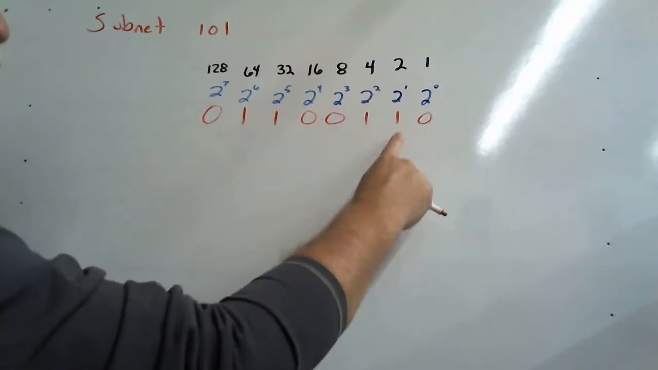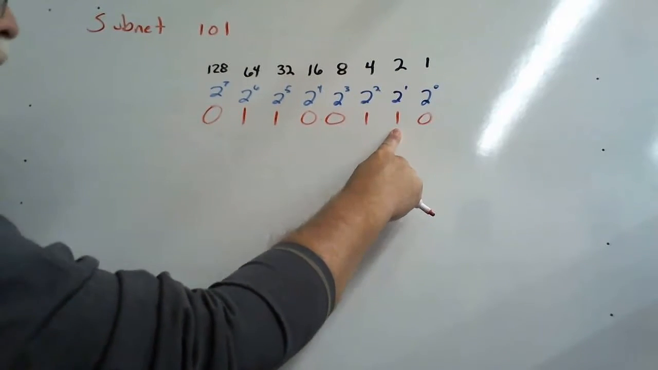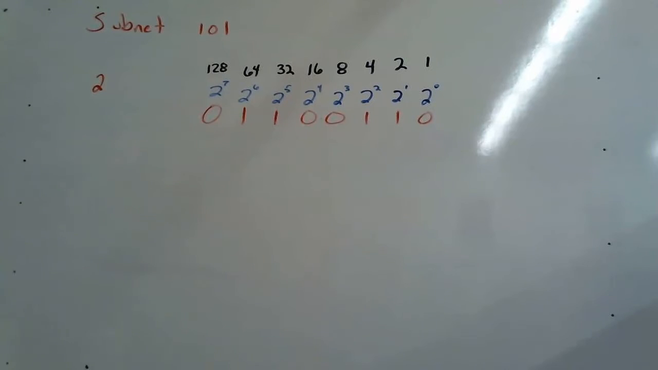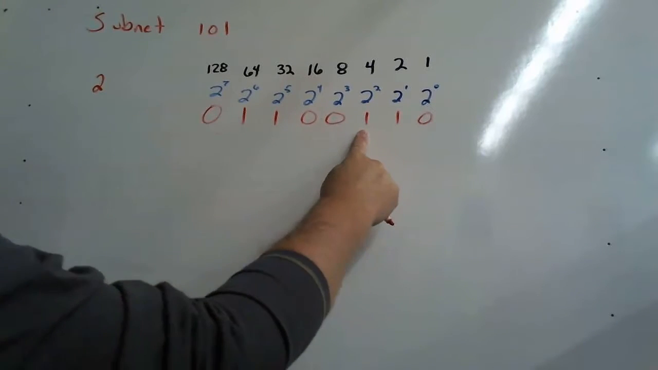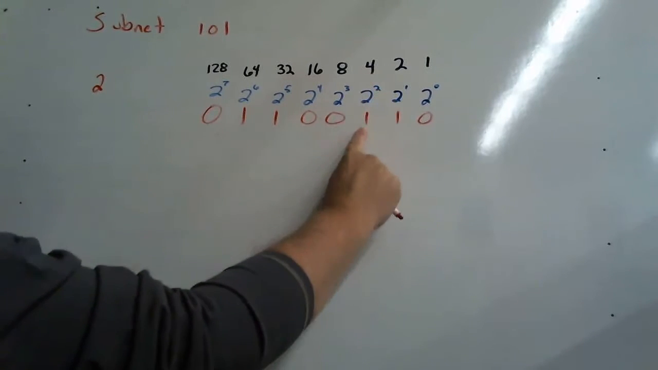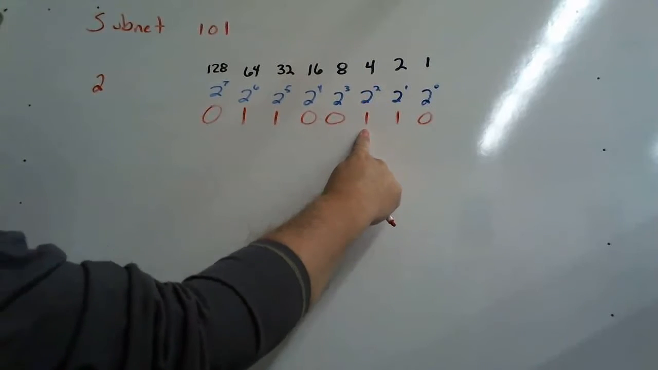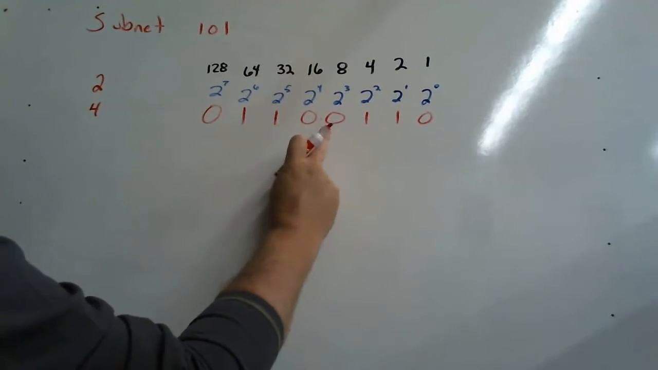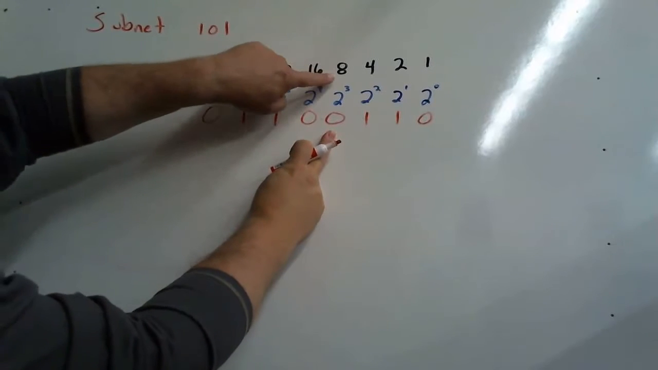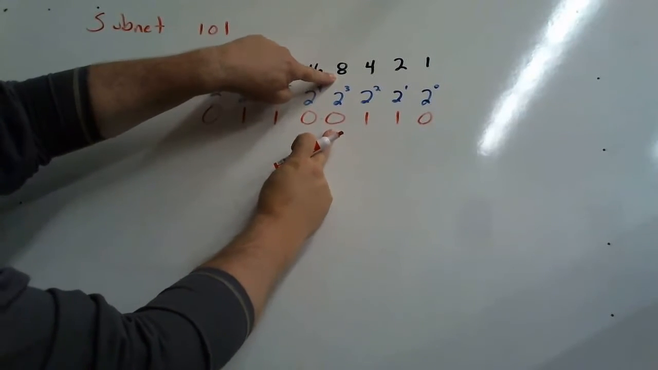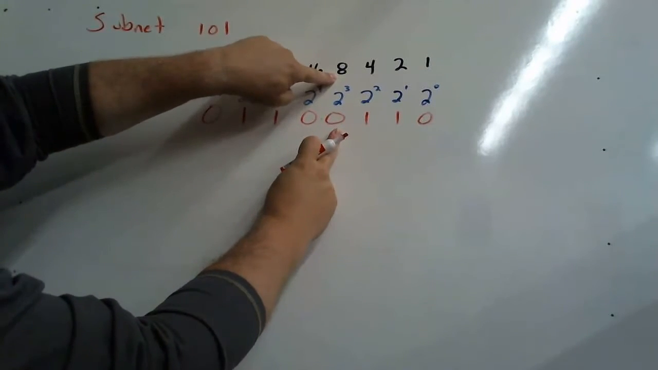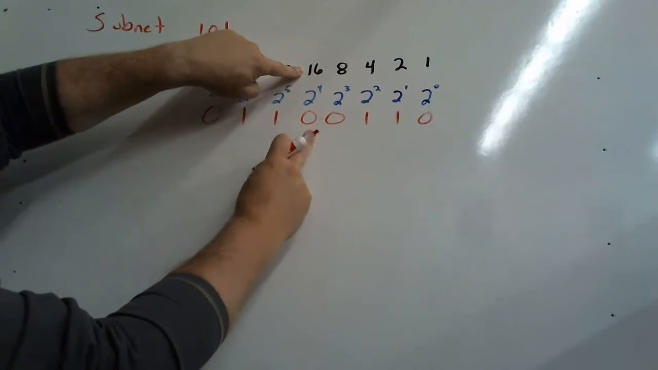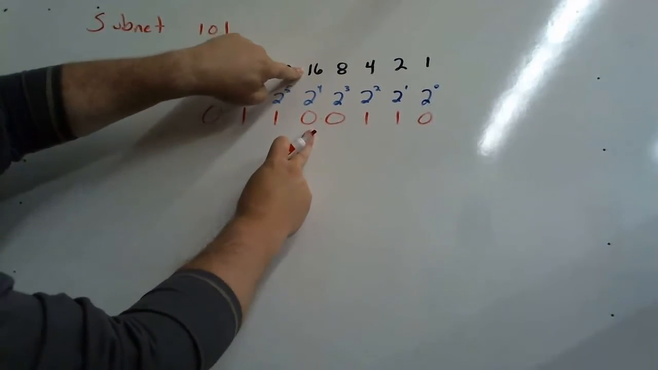It's worth 2. Do we have any? We sure do. We have 1 of them. So we're going to put a 2 here. We get to the next position. It's worth 4. Do we have any? We sure do. So we're going to put a 4 over here. We get to the next position. It's worth 8. But unfortunately, we don't have any, so we can keep going. We move to the next position. The 16s. We don't have any, so we keep going.